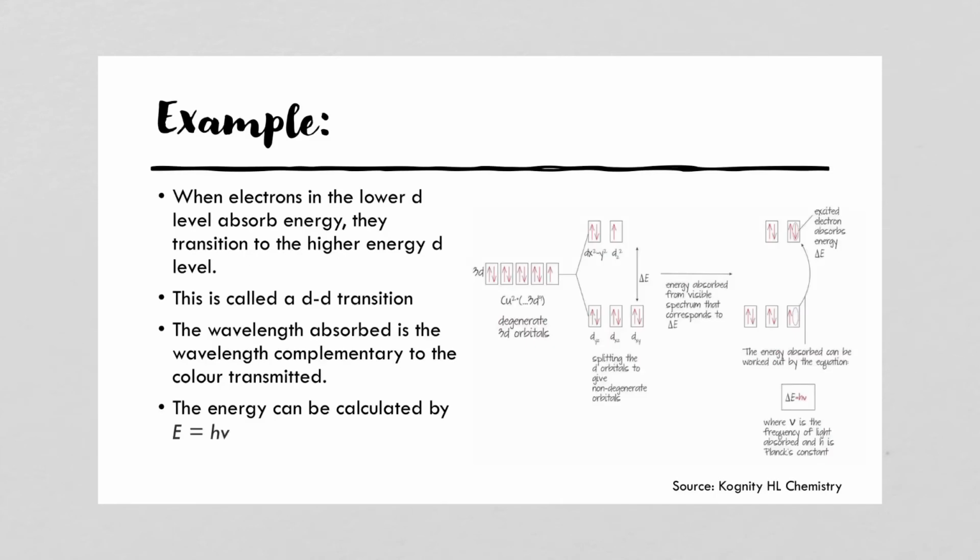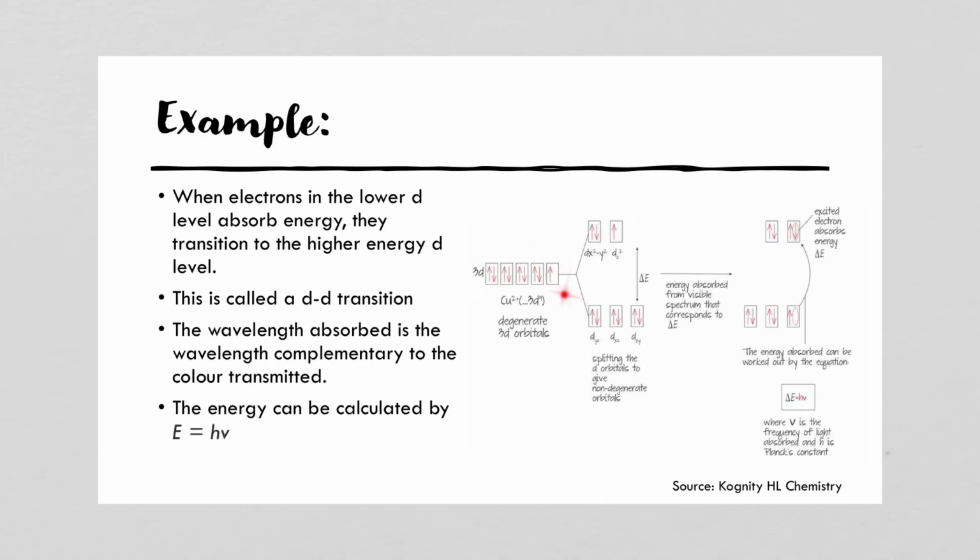So for example, when electrons in the lower d level absorb energy, they'll jump up and transition to the higher d level, and this is called a d-d transition. The wavelength that is absorbed is the wavelength that's complementary to the color that's being transmitted, and the energy can be calculated using E equals Planck's constant times the frequency of light. So you can see this here.